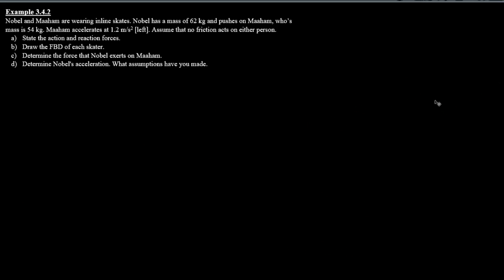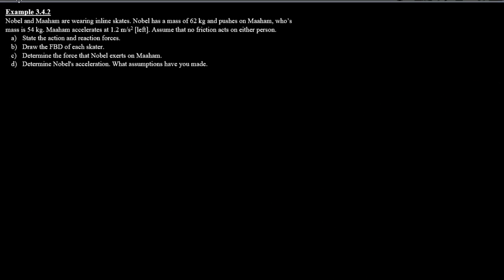Okay, so if you'll recall, our next example was pretty much very similar to 3.4.1. The only difference was they gave us an acceleration instead of a force. Okay, so example 3.4.2 says, Nobel and Mayhem are wearing inline skates. Nobel has a mass of 62 kilograms and pushes on Mayhem, whose mass is 34 kilograms. Mayhem accelerates at 1.2 meters per second squared left. Assume that no friction acts on either person.